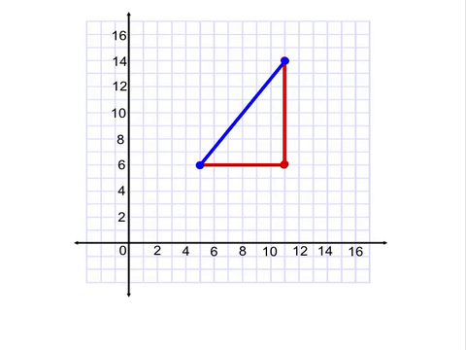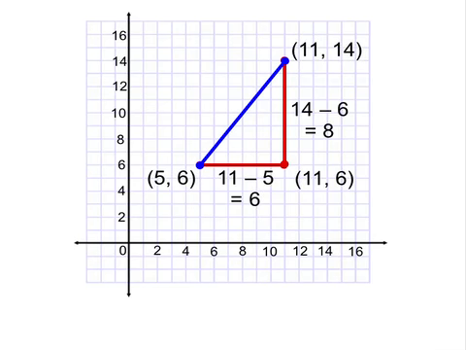We're looking at a right triangle graphed on a coordinate plane, and the goal in this lesson is to find the length of the blue segment, which is the hypotenuse of this right triangle. Well, we can look at our coordinate plane and figure out the coordinates of the vertices of our triangle, and they're shown here. And then it doesn't take long to count the lengths of the legs of the right triangle, the horizontal red segment and the vertical red segment.